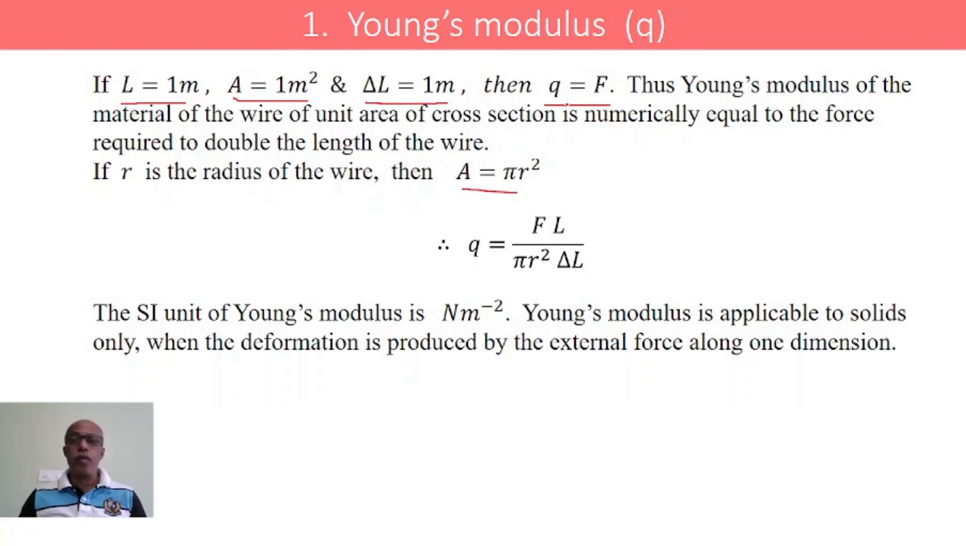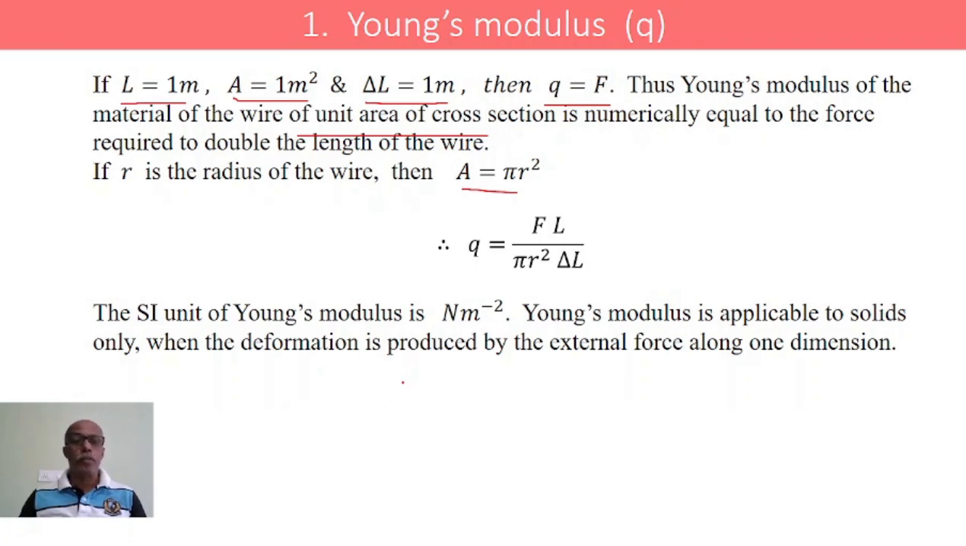Hence, Young's modulus of the material of the wire is defined as the force required to double the length of the wire of unit area of cross section. Young's modulus is defined as the force which is required to double the length of the wire of unit area of cross section. This is how we define Young's modulus.